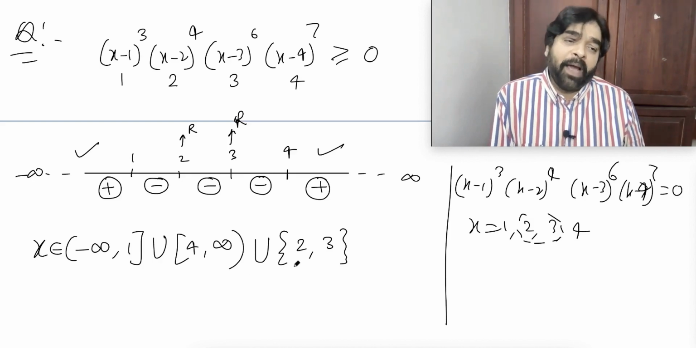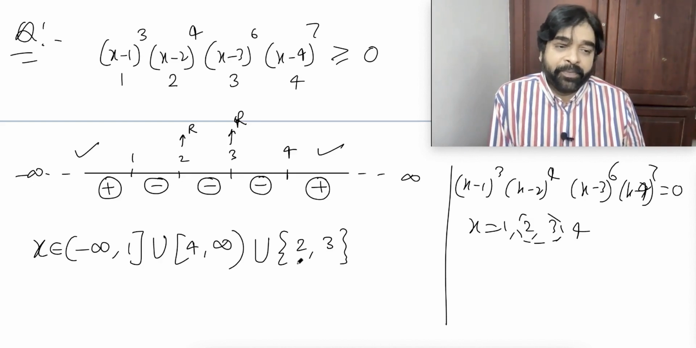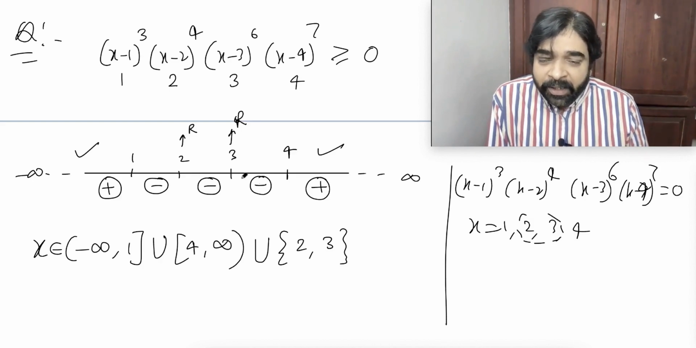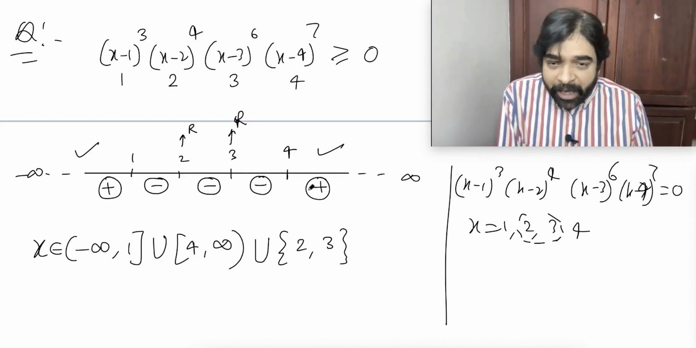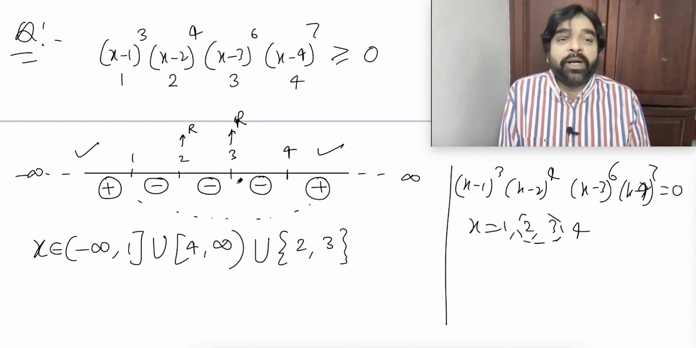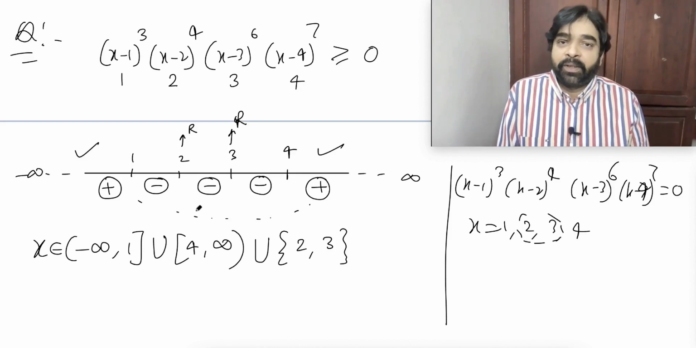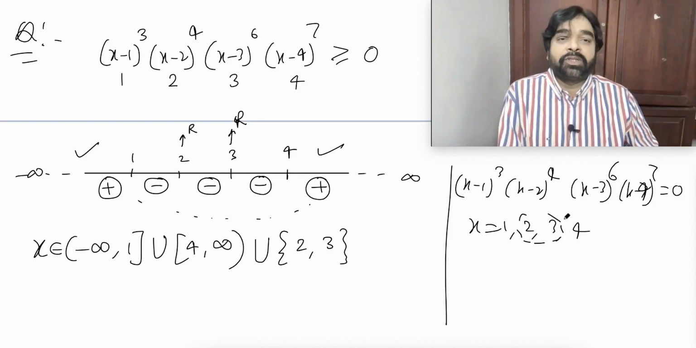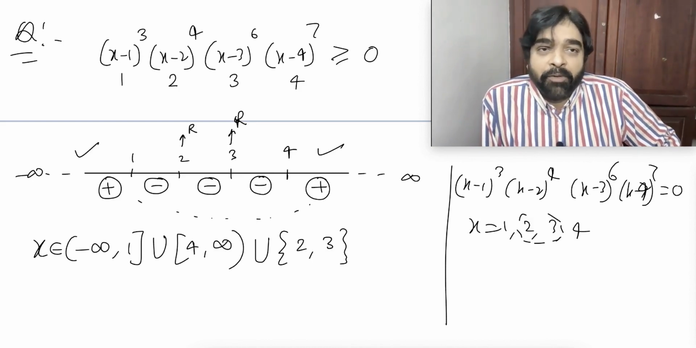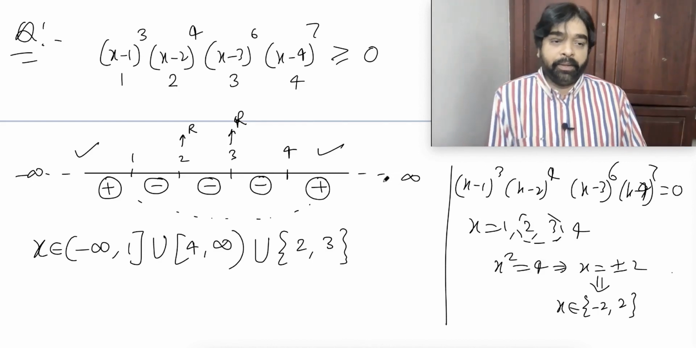Why is this problem happening? The problem happens due to the repeated root, where the sign does not change. So actually, from here to here, we directly jump. We didn't see 2 and 3. That's why this problem is happening. Please write down this question and solution, and check if you have any doubt in any step. If you want me to repeat, I will repeat. There is no problem. Okay.